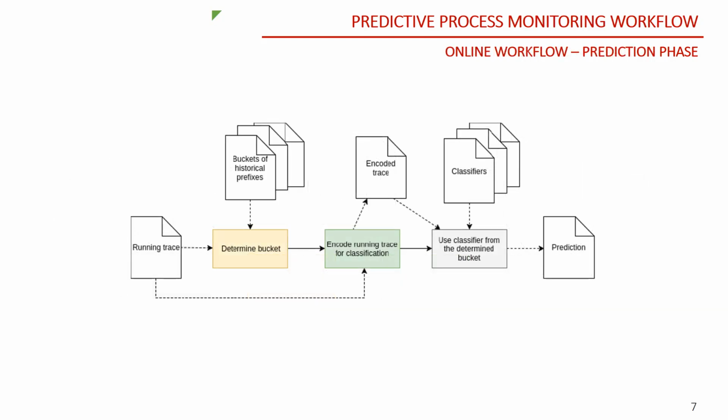In the online workflow, we have cases that are in execution, they are incomplete, and the first step is to determine which bucket they belong to, right? So we classify the cases that are in execution. Once classified, we can encode them, classify, and predict the future of these cases. And that's the final product of this pipeline.